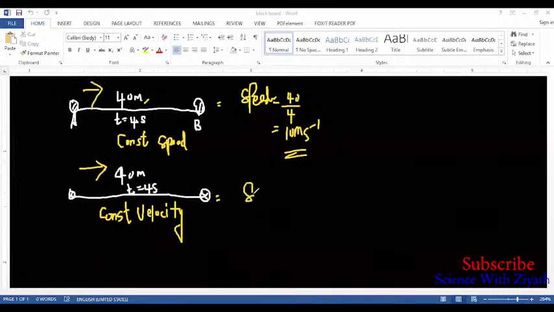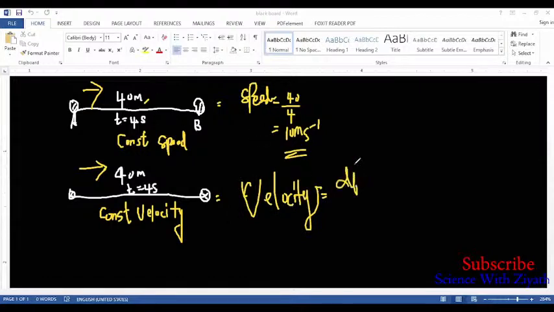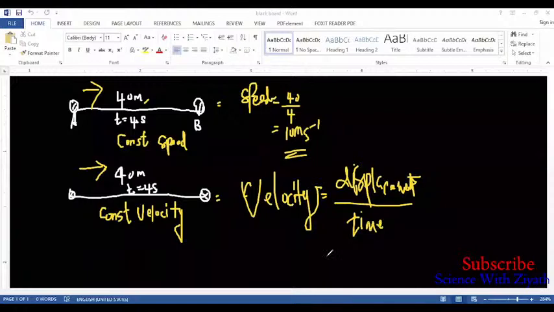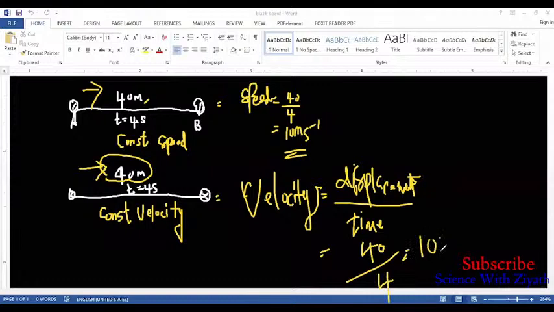Now if they ask for velocity, what should you use instead of distance? Displacement over time. How much displacement? 40 over 4. How much? 10 ms minus 1. 10 ms minus 1. Speed and velocity are equal.